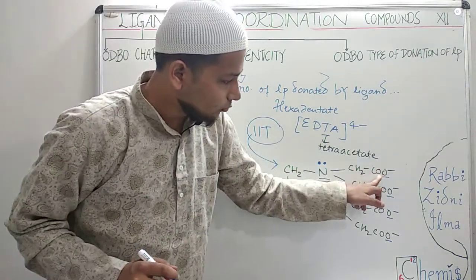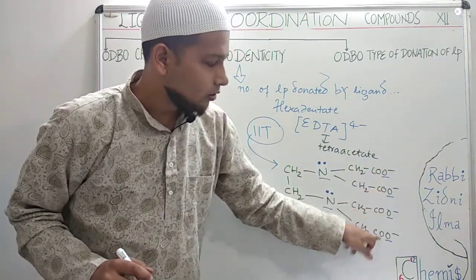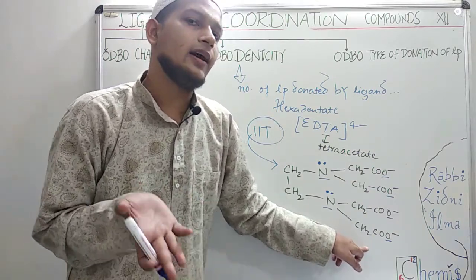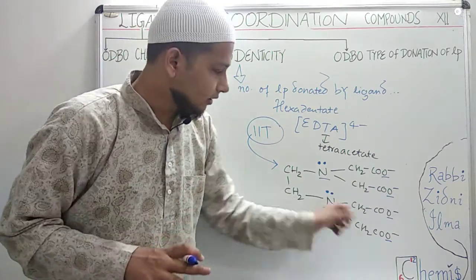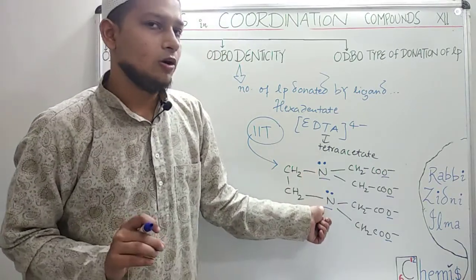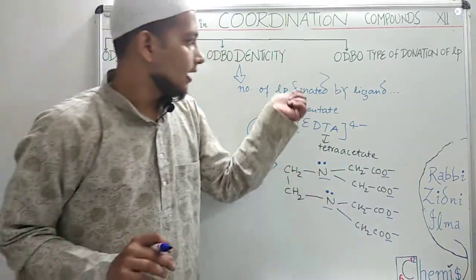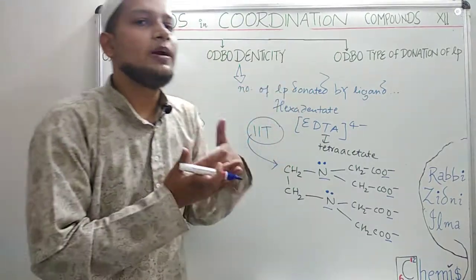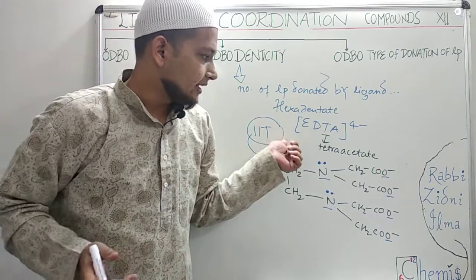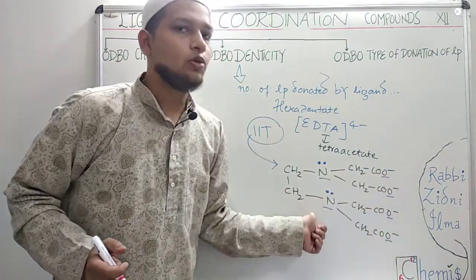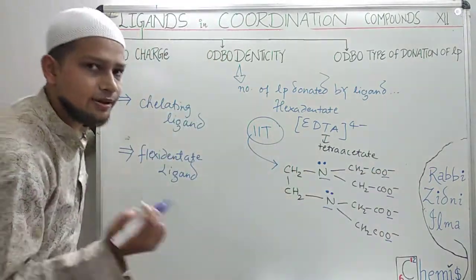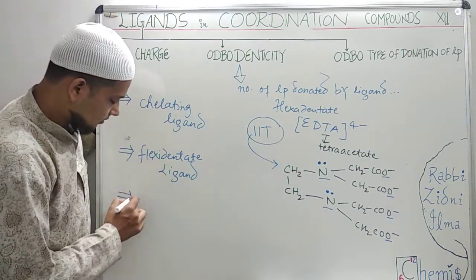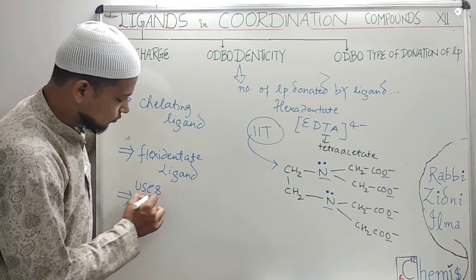It can donate 1, 2, 3, 4 lone pair of electrons and it can act as a tetradentate ligand. However, it can also donate 6 pair of electrons and can act as a hexadentate ligand. So our EDTA can show multiple denticity. It has tendency to donate 4 or 6 lone pair of electrons, hence it is called a flexible ligand or flexidentate ligand. Now its uses are very important.